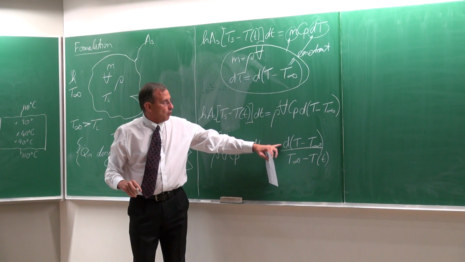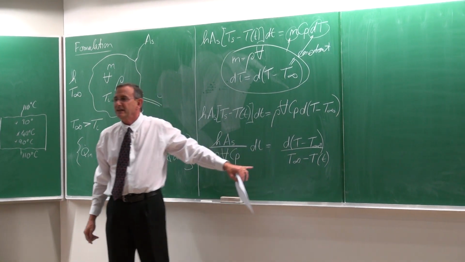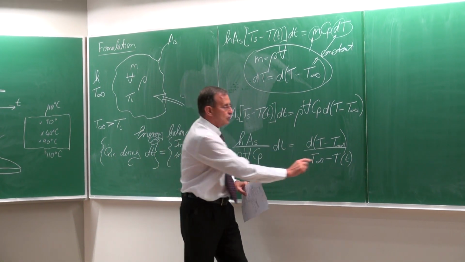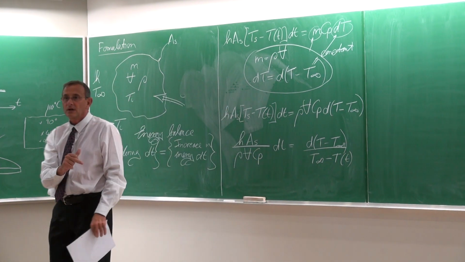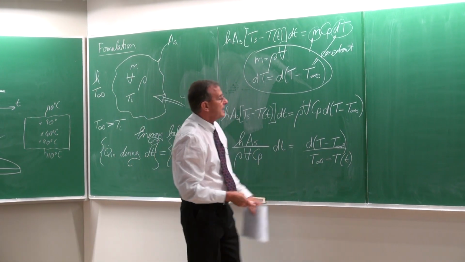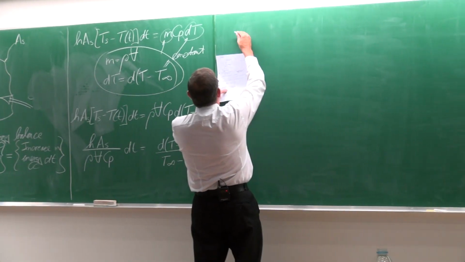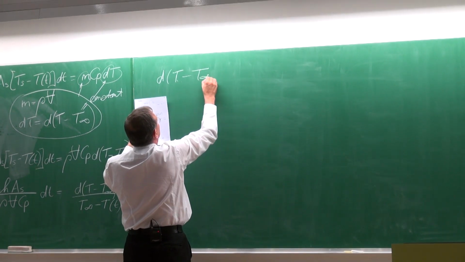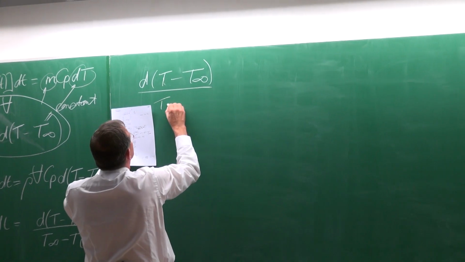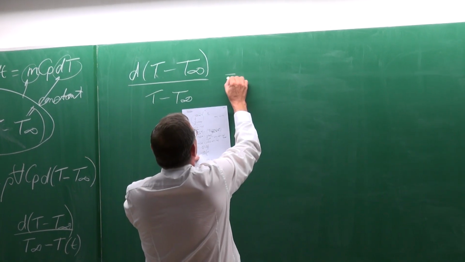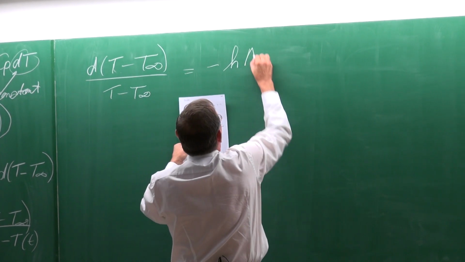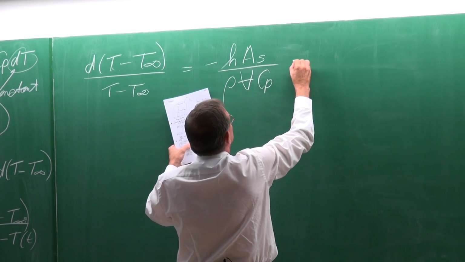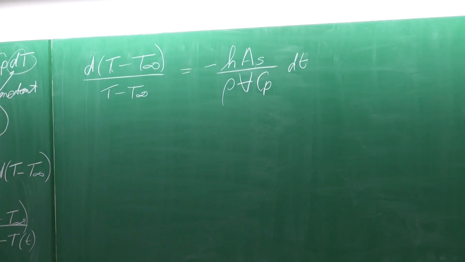Now it's almost in the form that we would like to have it so that we can integrate it. It almost looks like dx divided by x if we just change these two around, which means that we have to put a negative sign on that side. Then we can write it as d(T minus T infinite) divided by (T minus T infinite) is equal to minus the heat transfer coefficient multiplied by the surface area, rho V Cp, dt. You happy with that?